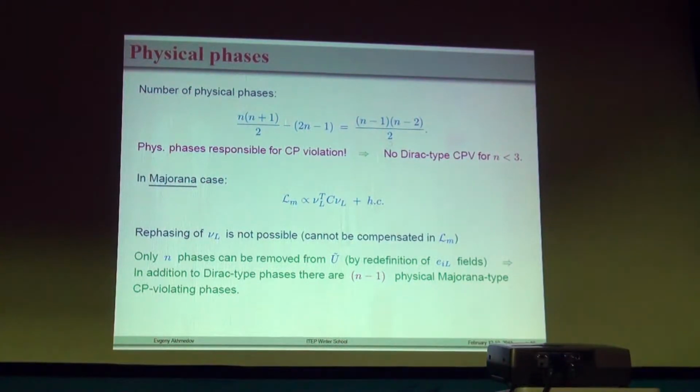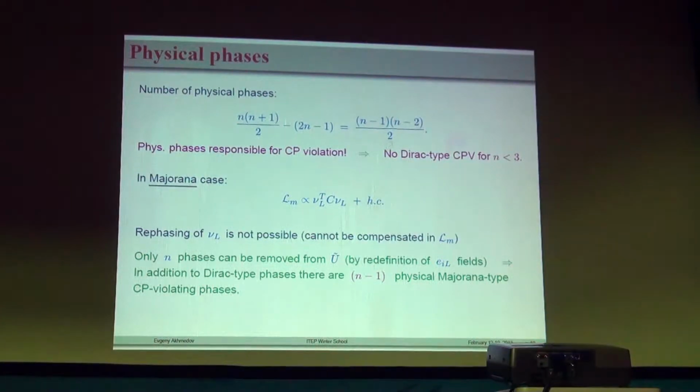Now, if we consider the Majorana case, we should remember that the mass term in this case is not given by expressions like nu left bar, nu right, but nu left transpose C, nu left. And in this case, there is no freedom to rephase neutrino fields at all.